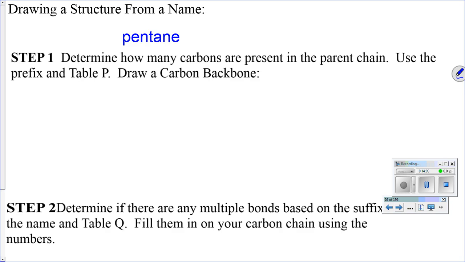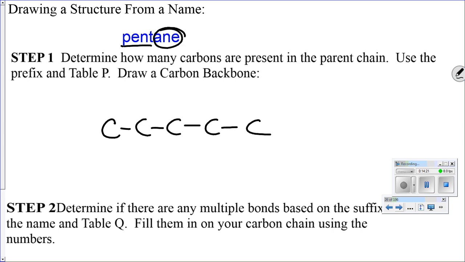Now we're going to look at drawing a structure from a name. So first thing we do is we make this thing called the carbon backbone. Pent tells me that I have 5 carbons in a row. 1, 2, 3, 4, 5. Ane tells me I have all single bonds, so don't do anything else there. And the last thing I do is I make sure that every single carbon has 4 bonds.